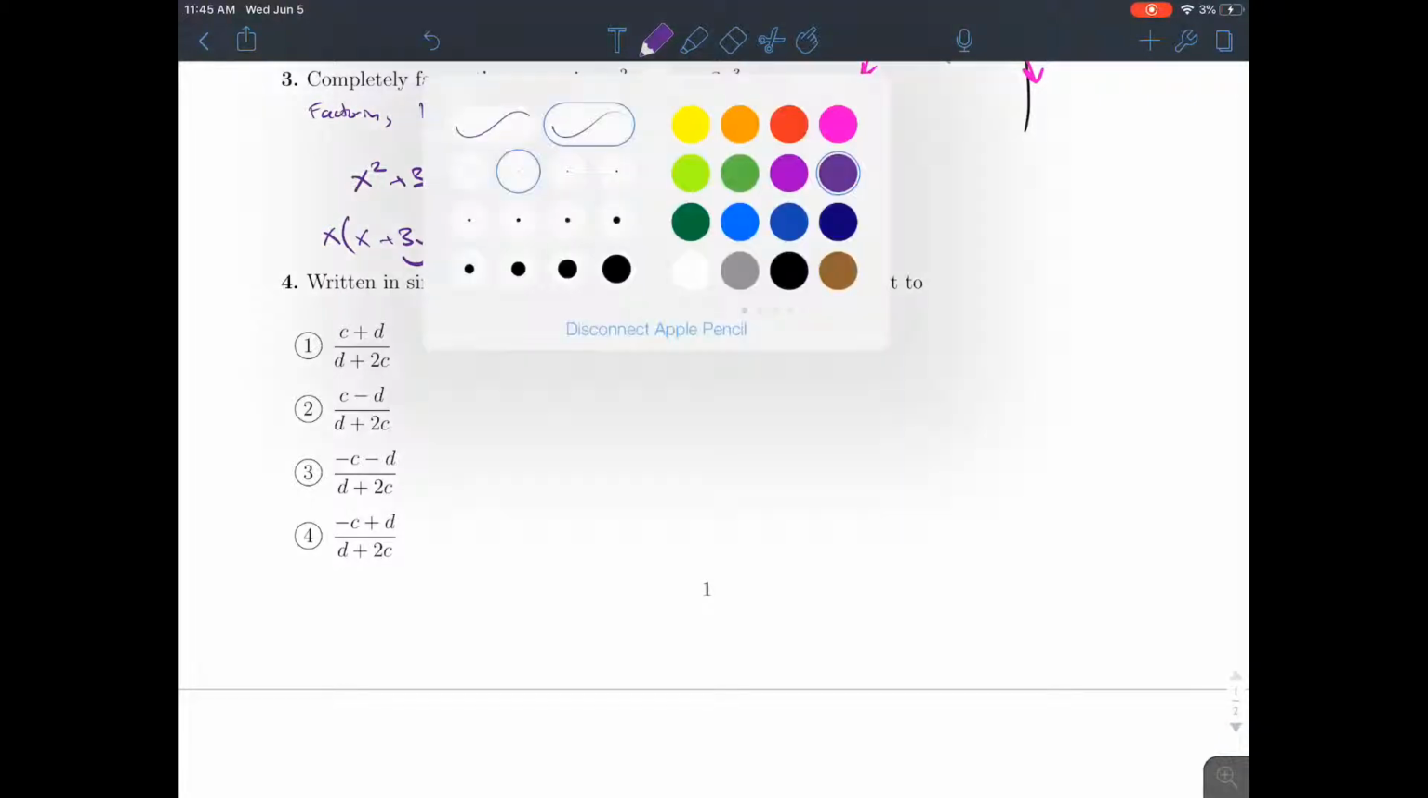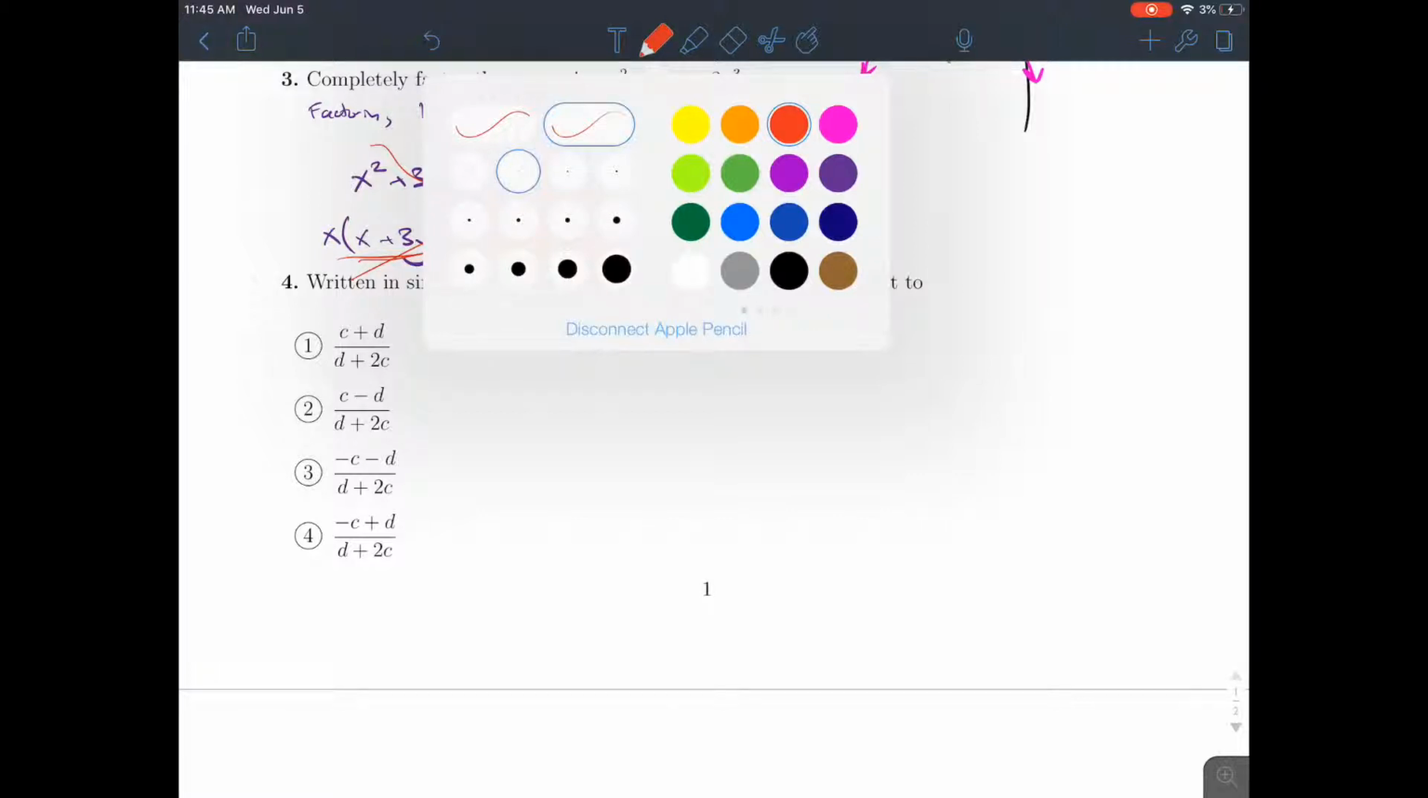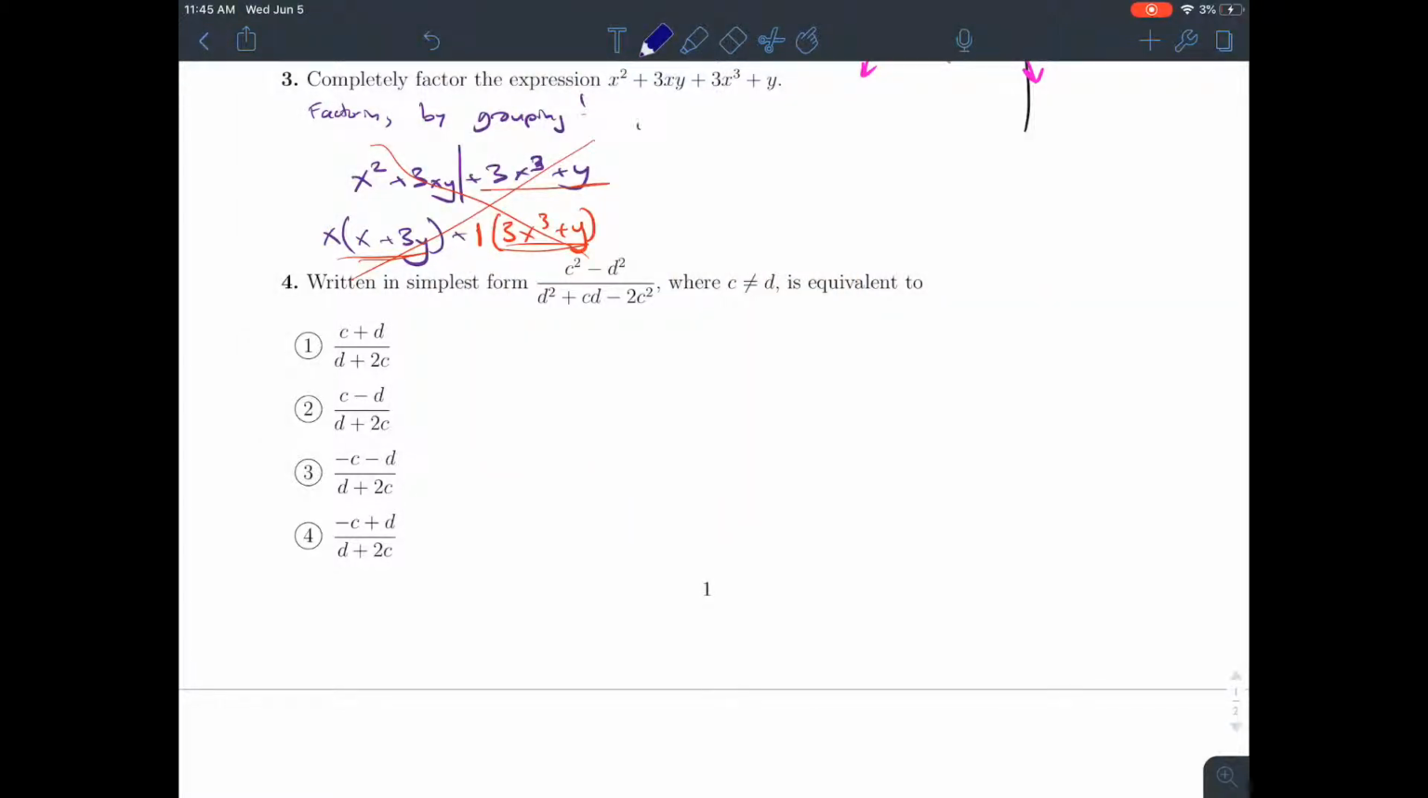From our next 2 terms, what do these share in common? They don't share anything in common, so the most you can factor out is 1, and that leaves you a 3x cubed plus y. And that is not a good factoring by grouping problem because these 2 things are supposed to match. So factoring by grouping appears to fail, but it doesn't actually fail. The reason why factoring by grouping works is before you solve this problem, we have to put it in standard form. So we'll put it with the highest powers of x first. 3x cubed plus x squared plus 3xy plus y.